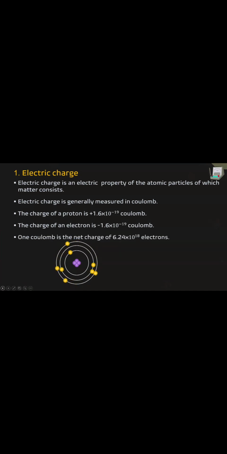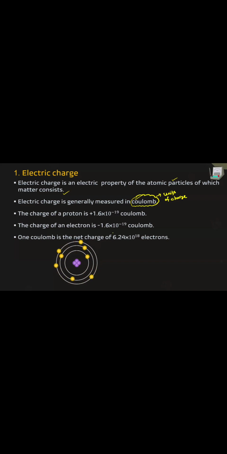We know that electric charge is an electric property of the atomic particles of which matter consists. This is one of the electric properties of any atomic particle. The charge is measured in coulombs. What is the unit of electric charge? It is measured in coulombs. The unit of charge is coulomb.